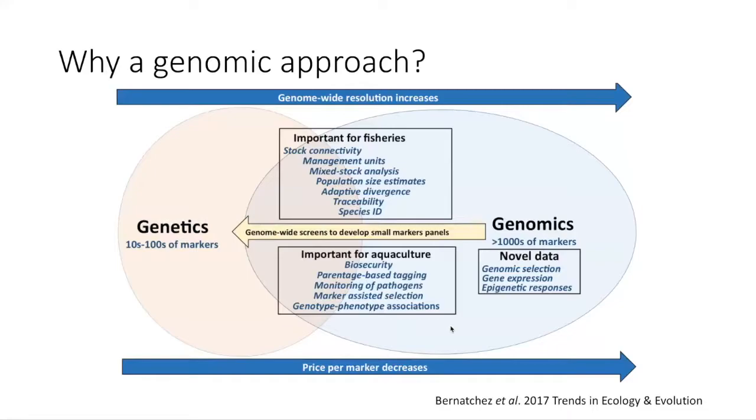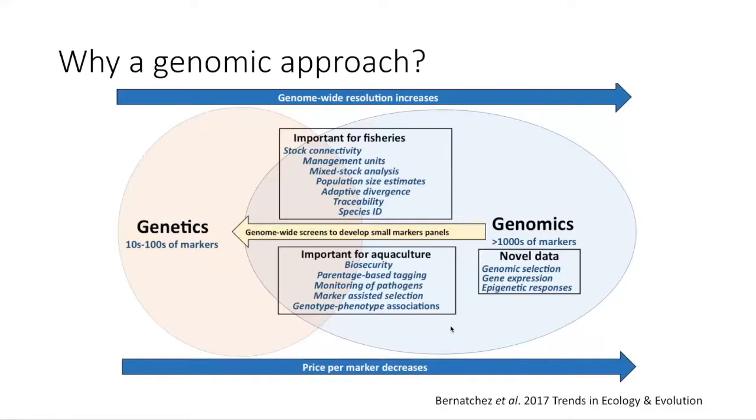But generally speaking, as you increase the number of markers surveyed from the tens to hundreds that is typically used in a genetics approach into the thousands for a genomics approach, your resolution generally increases and you start to see less chance of misleading inference due to that gene tree heterogeneity that I was referring to earlier.